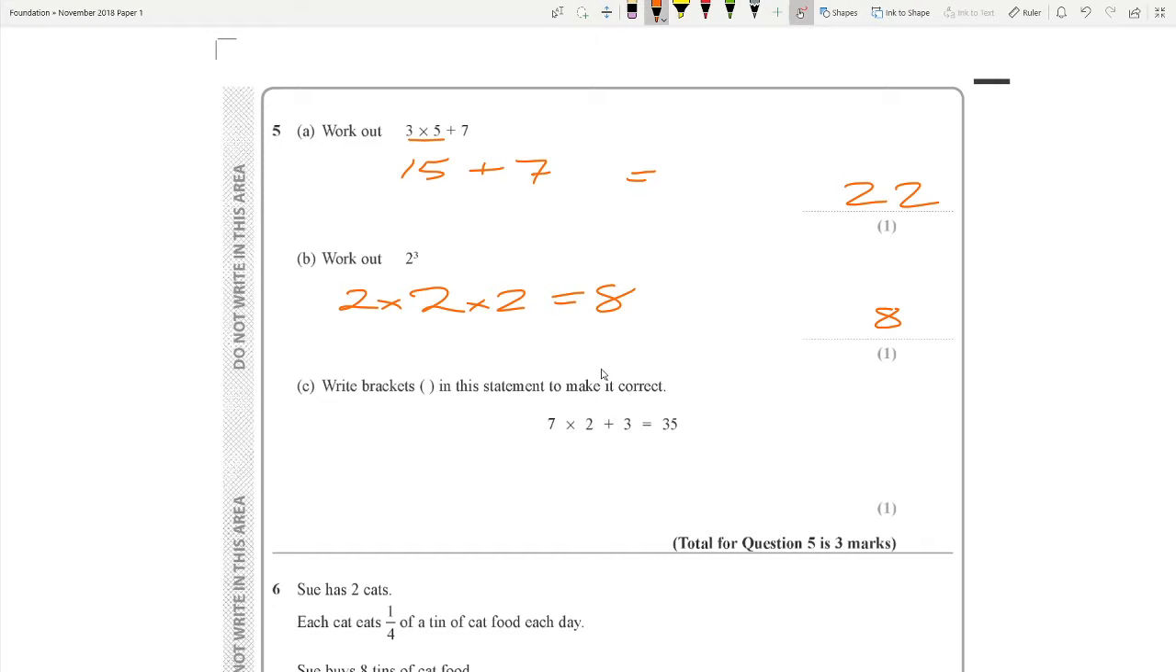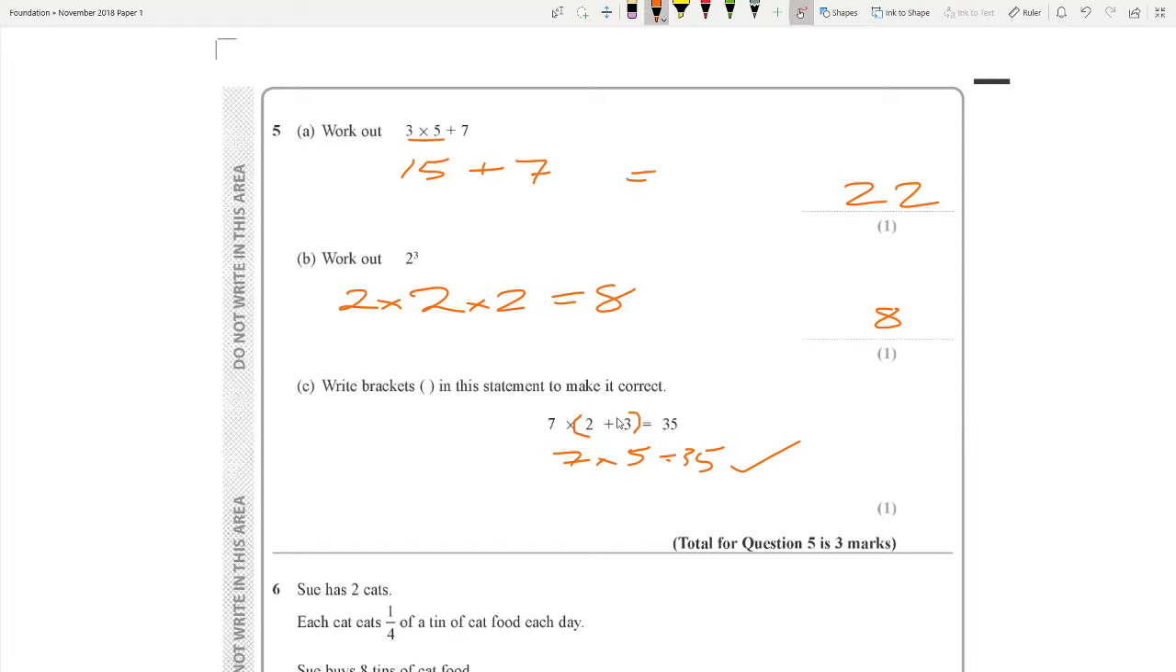Now question C, asking you to write brackets in this statement to make it correct. So remember with BIDMAS, brackets are always the first thing you do. So you can try. If you put brackets around 7 times 2, that's 14. 14 add 3 is 17, it's not 35. So let's try putting it around the 2 and the 3. 2 add 3 is 5. 7 times 5, does it give you 35? Yes, it does. So therefore you put the brackets around 2 add 3.